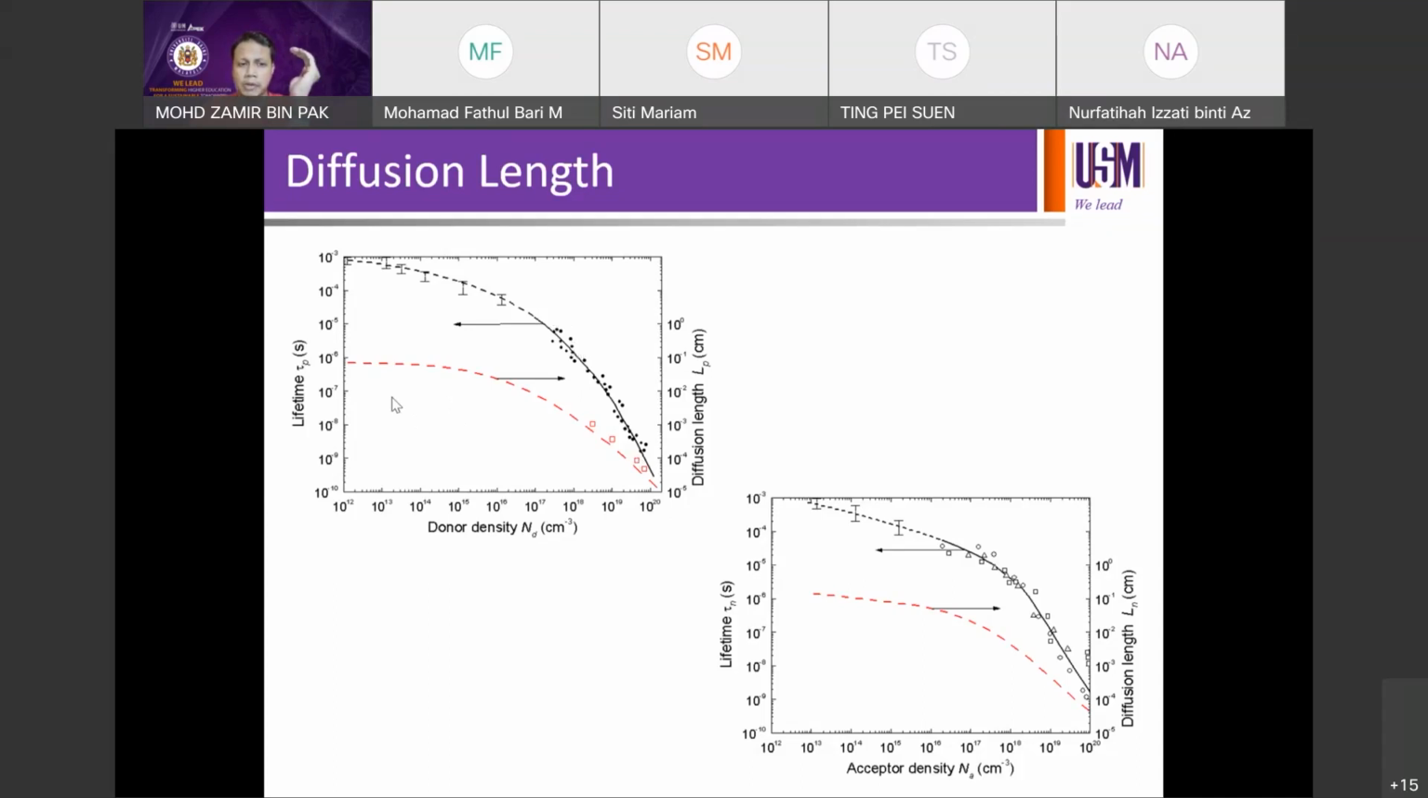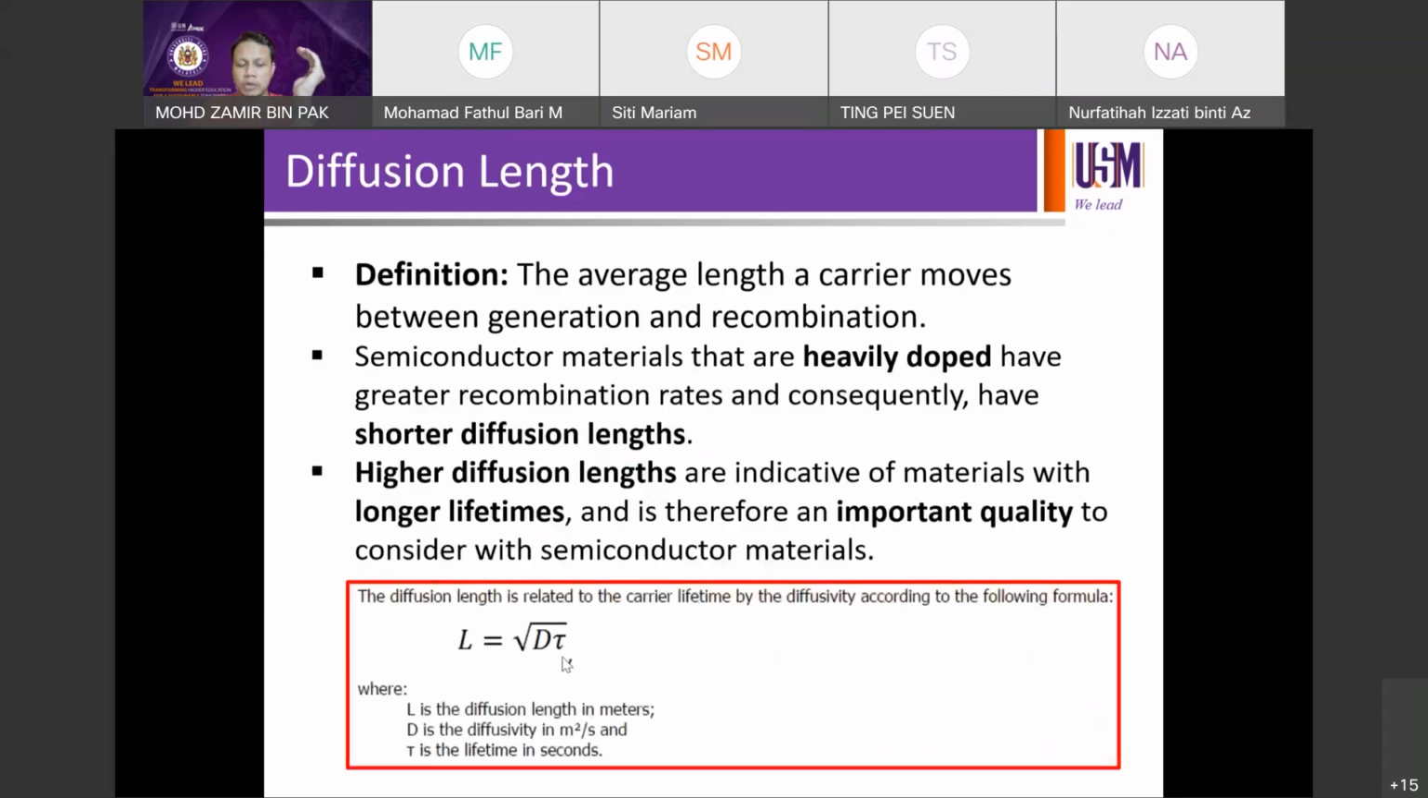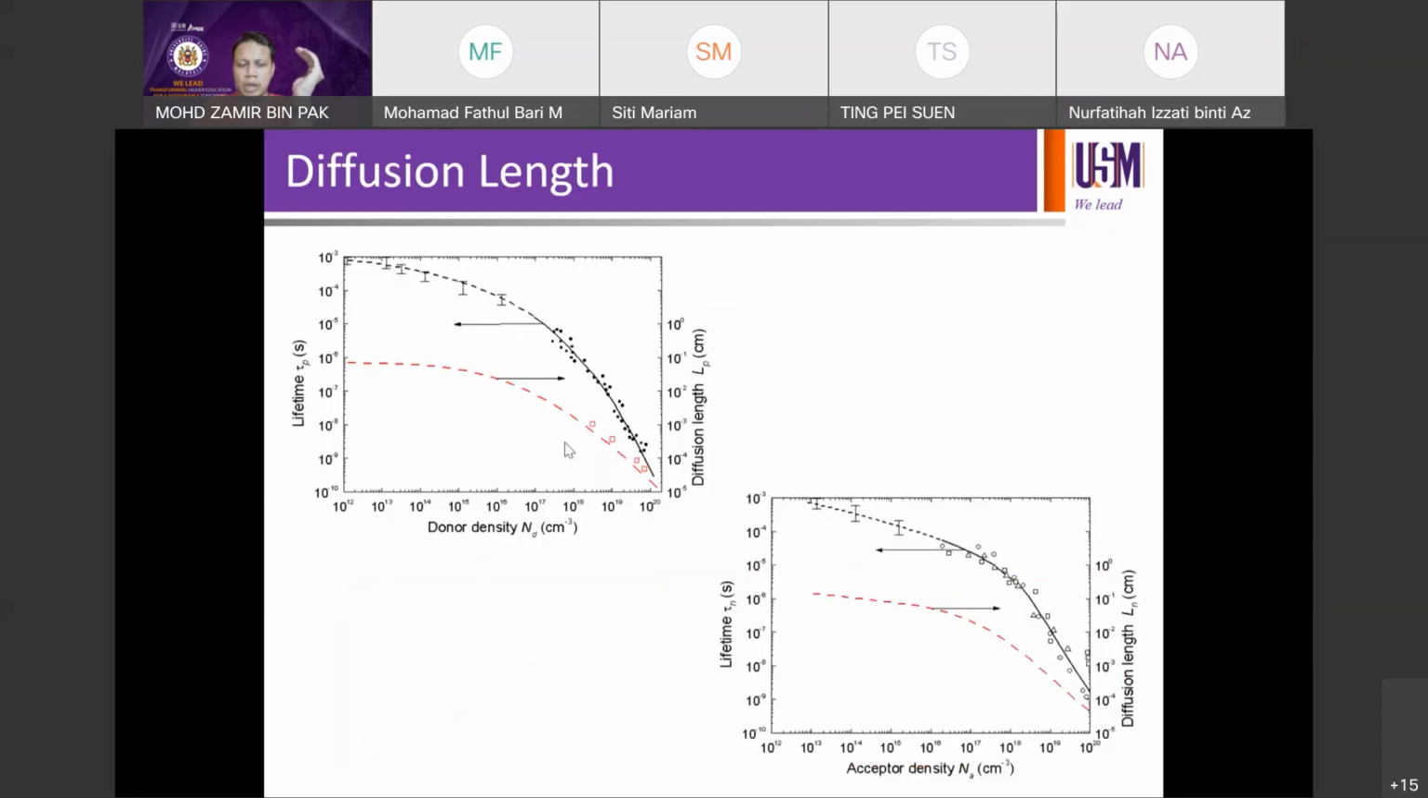So the black one shows the lifetime, the drop of lifetime when you increase your doping level beyond 10 to the 17. And as a result, if you put this tau into this equation, L equals square root of D tau, you're going to get your diffusion length proportional to your lifetime. And the same thing can be seen from p-type material as well. So here we understand that when you increase the doping level, you should expect a lower lifetime, hence lower diffusion length.